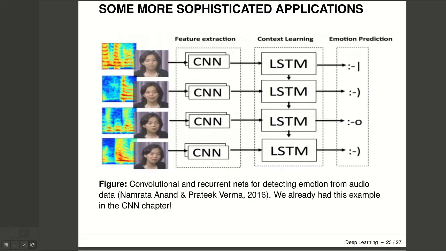Another use case is audio data. In this example, we can see a combination of recurrent neural network and convolutional neural network used for detecting emotion from signal data, the work done by Anand and Ferma in 2016. First, local information is extracted using the CNN, and then we pass this information to different LSTM layers in order to learn the context. And at the end, we have the different outputs for emotion prediction.